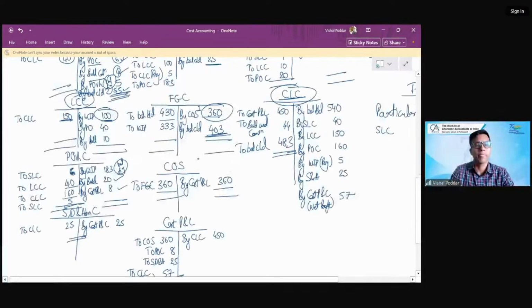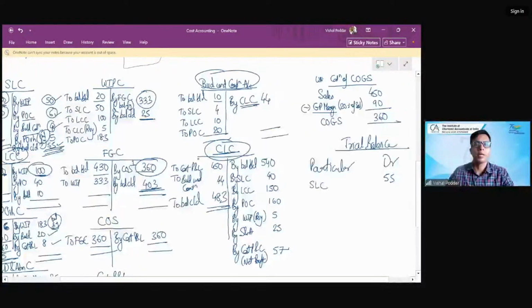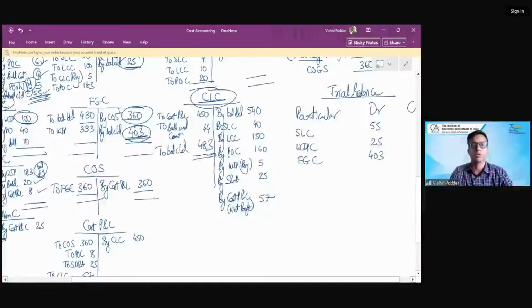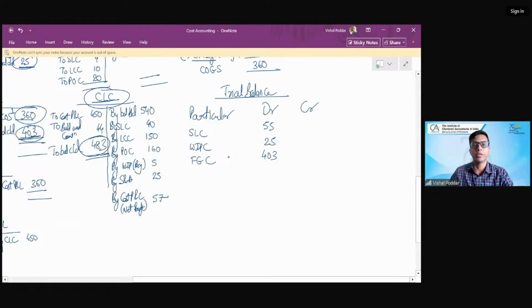Then there will be my WIP, 25. Then there will be my finished goods, 403. Here building under construction is completed, so there is no closing balance. Otherwise, I would have had a closing balance here also. And finally, I have the closing balance of CLC, which is 483.